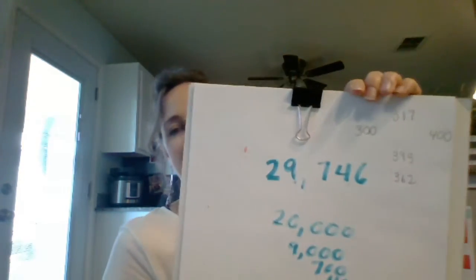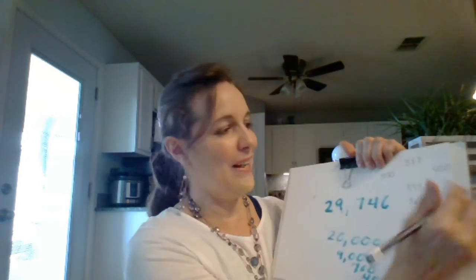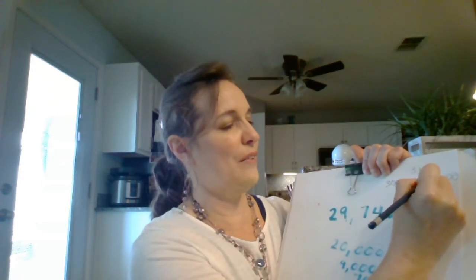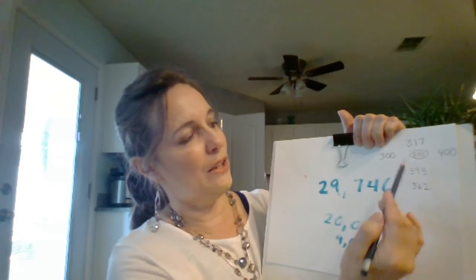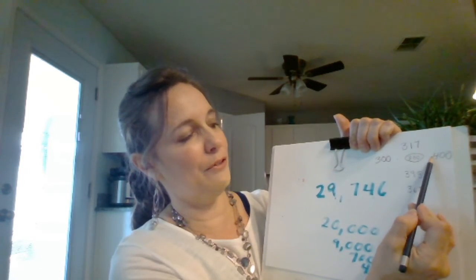All right, so which of those items would round down to 300 and which of those would round up to 400? You've got 317. Is that closer to 300 or to 400? You've got 395 and 362. What is the tipping point between 300 and 400? It's got to have a 5 in it. It's going to be 350. That's the tipping point. So is this below it or after it?